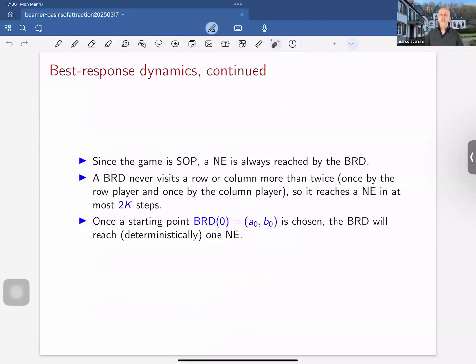As we said before, the game is a strict ordinal potential game. So, a Nash equilibrium is always reached by this best response dynamic. And a best response dynamic never visits a row or a column more than twice: once because it's visited by the row player, and once because it's visited by the column player. So in the worst case scenario, it takes at most 2k steps to reach a Nash equilibrium. But actually, it takes many fewer. As I said before, once you fix the starting point, the whole process is deterministic.